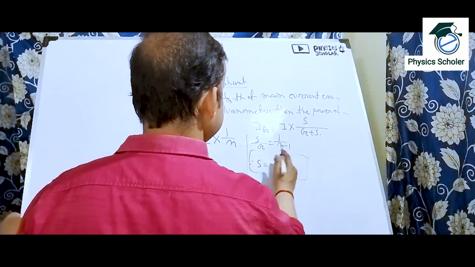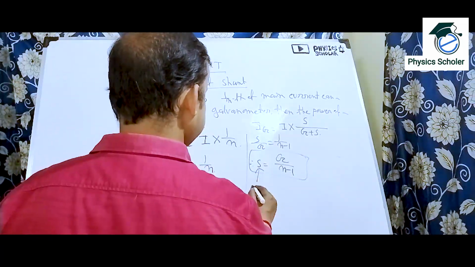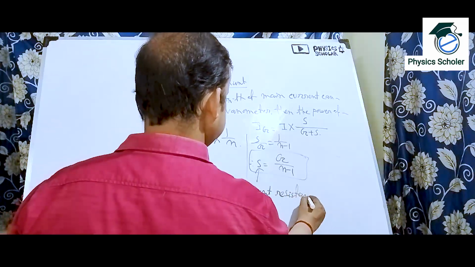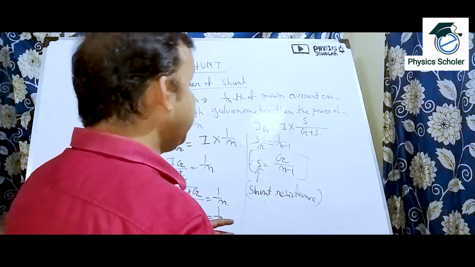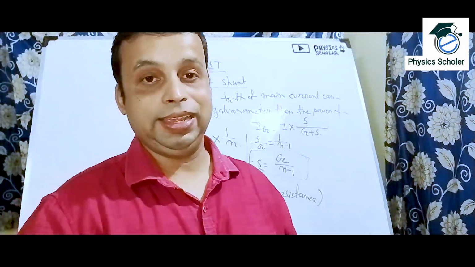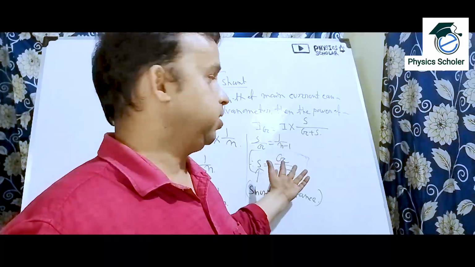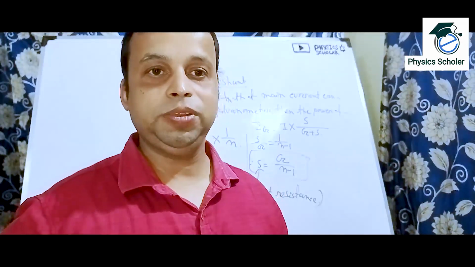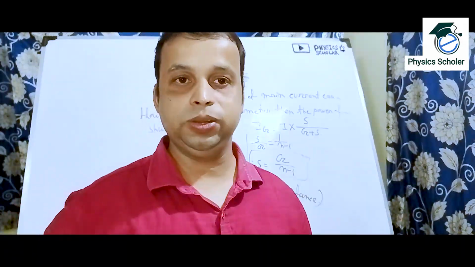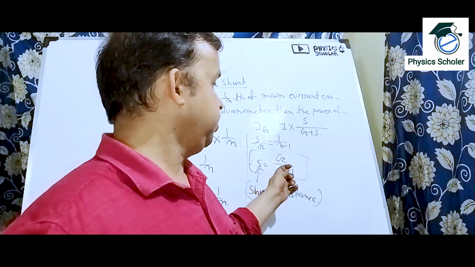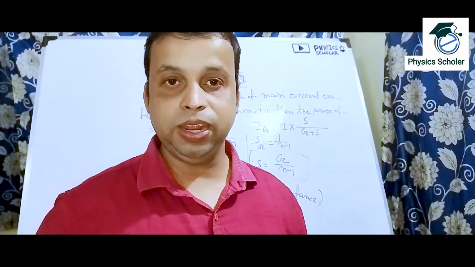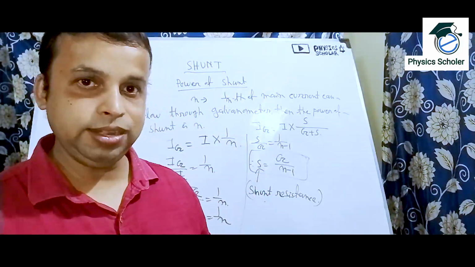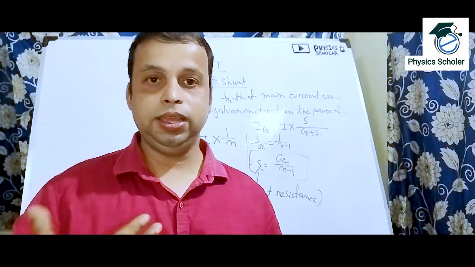So S means the shunt resistance. How can we determine how much resistance we have to take as a shunt? If we know the resistance of the galvanometer and the power of the shunt, then by this formula we can easily determine the resistance of the shunt. Shunt resistance is equal to G by N minus 1. So students, I hope this part is now very clear to you.